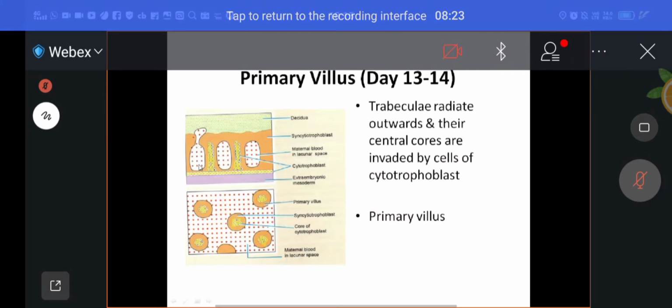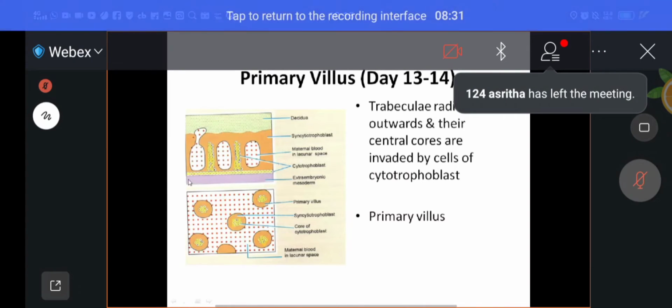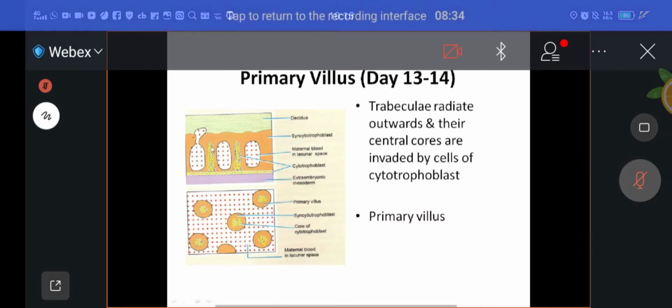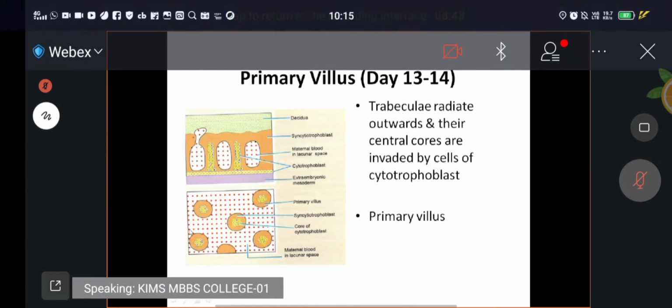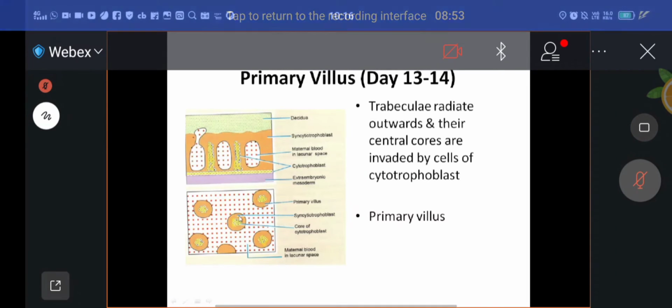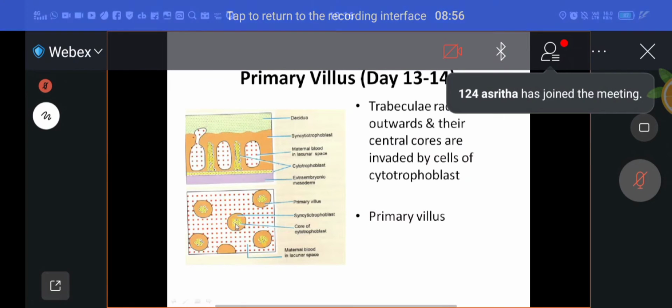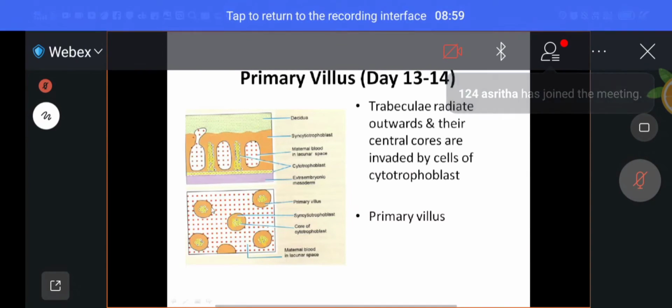Extra from that, the only simple thing is the cytotrophoblast cells which are seen on the lower aspect of the syncytiotrophoblast, they invade into this trabeculae. They invade into this syncytiotrophoblast. And in a cut section, see this second diagram, it appears like this. This stage is called primary villus. So a primary villus consists of an outer syncytiotrophoblast and a central core of cytotrophoblast, surrounded by maternal blood. Now, I think I'm clear for everyone.